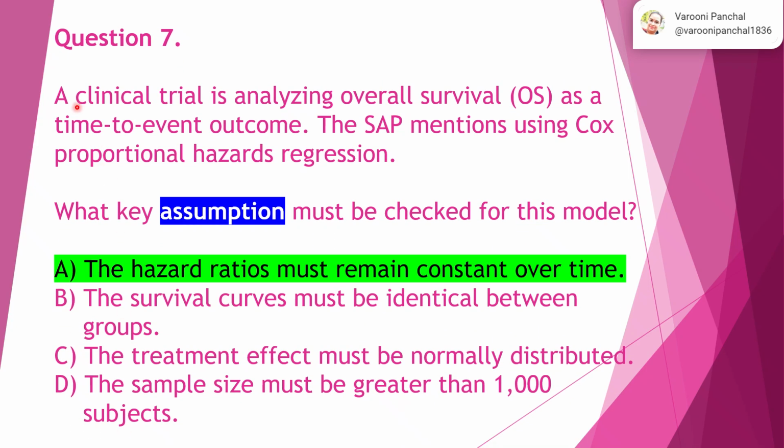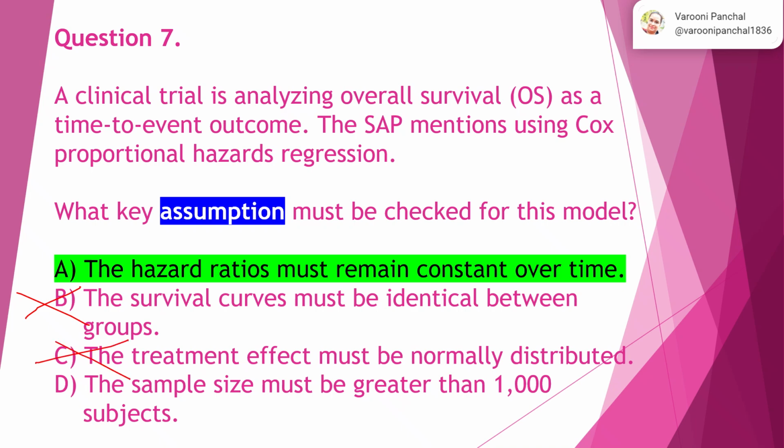Question 7. A clinical trial is analyzing overall survival (OS) as a time to event outcome. The statistical analysis plan mentions using Cox proportional hazards regression. What key assumption must be checked for this model? Option B, the survival curves must be identical between groups. No, it is not necessary. Survival curves will be different. They cannot be the same. If they are the same, then what are we testing? So this is not the right answer. The treatment effect must be normally distributed. It's not necessary. So this is not the right answer.